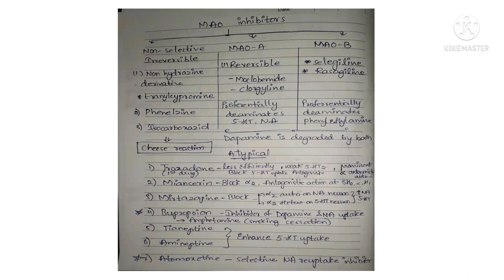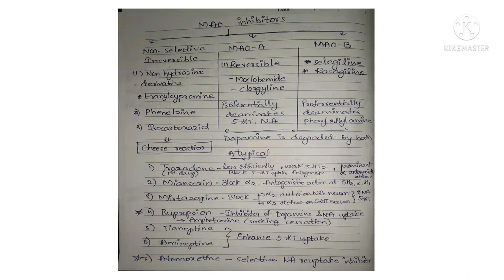And then, these are 5-HT, serotonin uptake blockers. And then atomoxetine, it is a selective norepinephrine reuptake blocker. But it is not a tricyclic antidepressant.